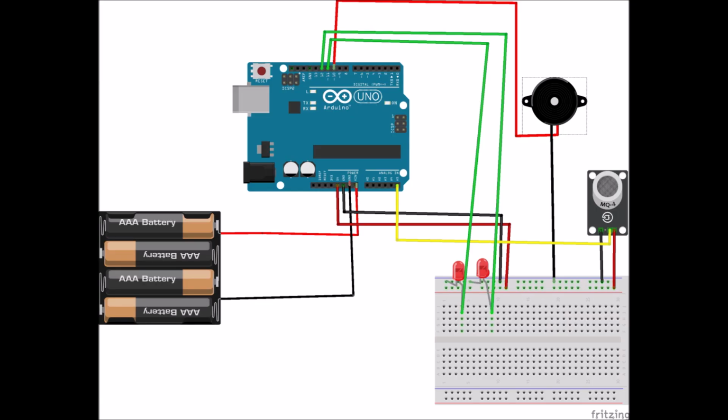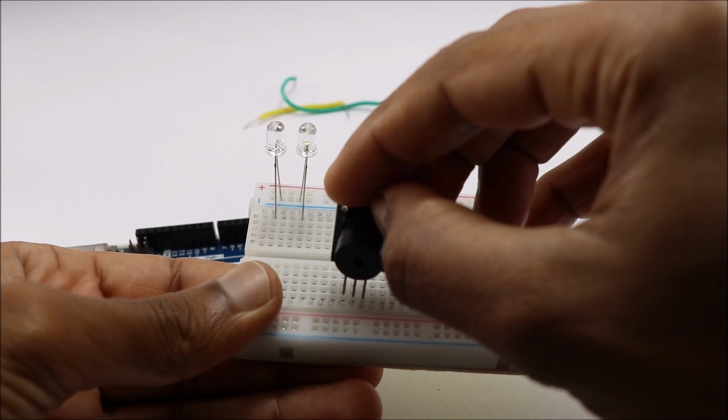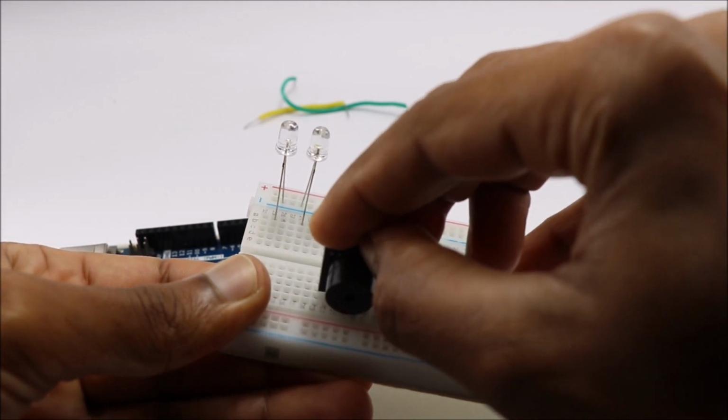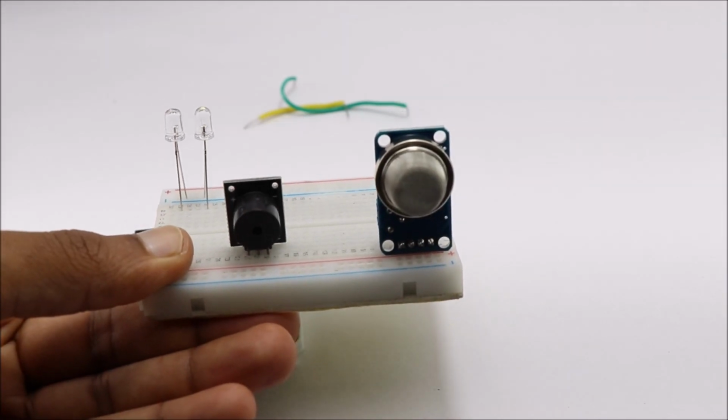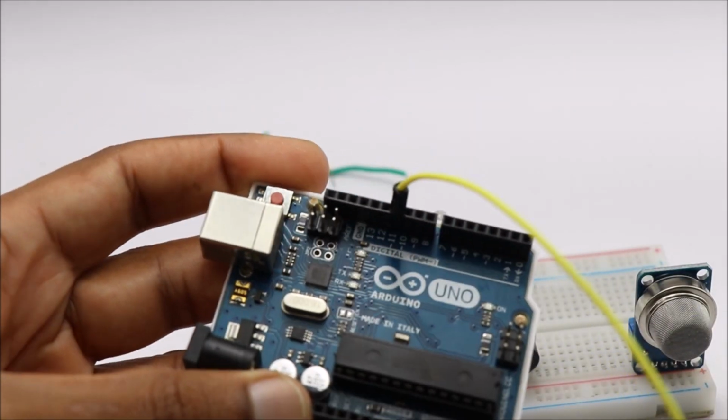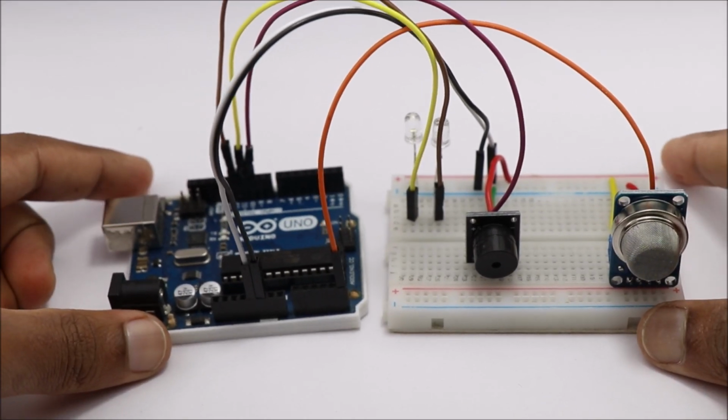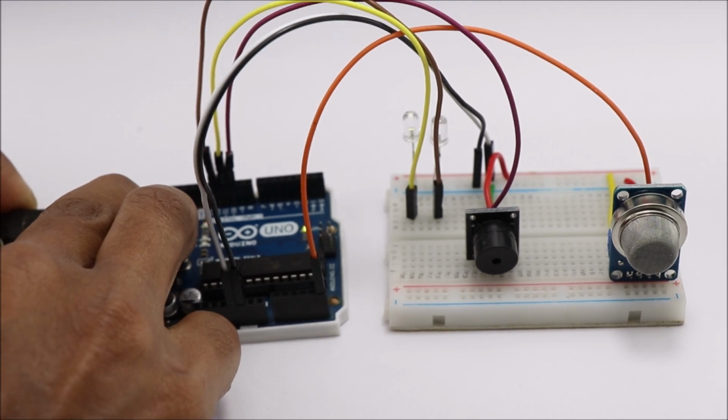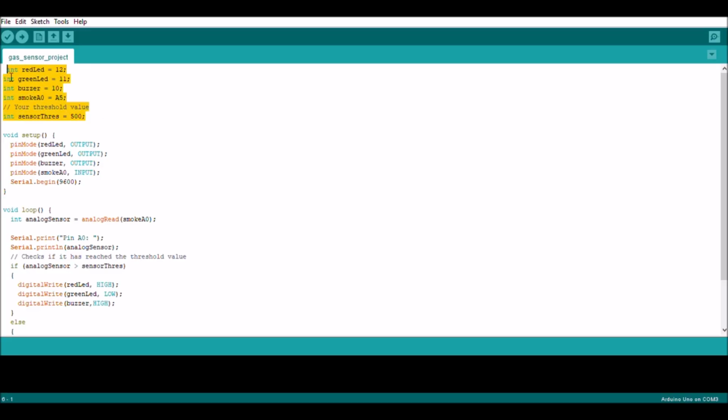Refer this circuit diagram to make connections. I recommend using breadboard for easier connections. You can find these codes in the description box below. Once we upload the code, our project is ready.